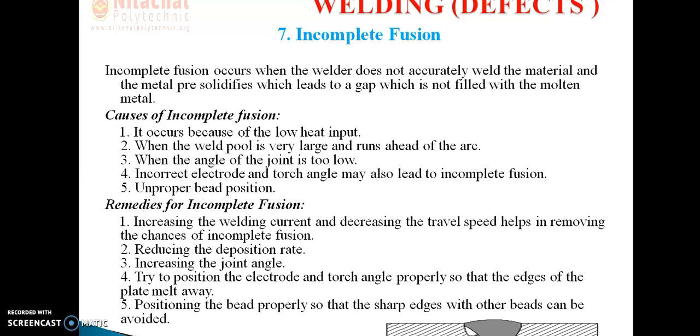Again, we have to keep that idea in mind, so that during your edge preparation the angle will be larger. And when we are using a jig or fixture for the welding, particularly a welding fixture, then this type of problem can be easily avoided. So these are the main defects, the majority of the defects, which we generally find in the welding process.